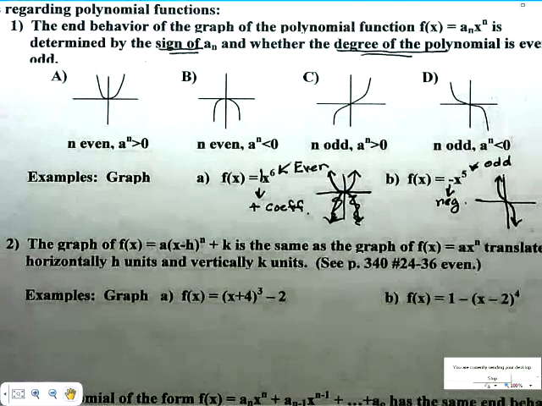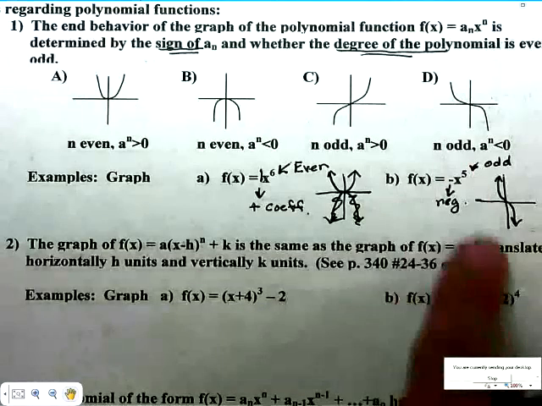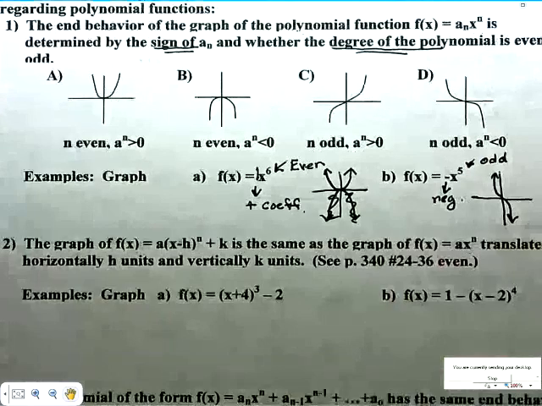This one's right, though. Negative x cubed goes downhill from left to right. Negative x to the 5th will go downhill from left to right. All right. Where were we?